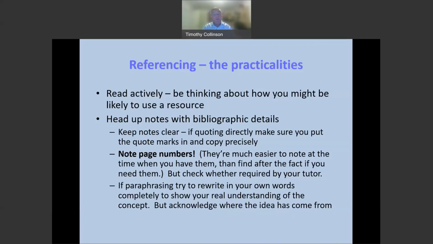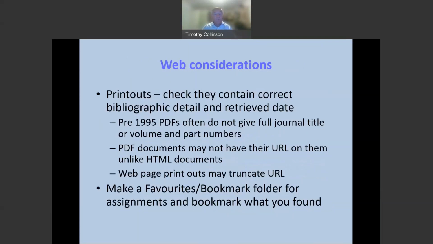And if you are paraphrasing, try to rewrite in your own words to show your real understanding of the concept, but do acknowledge where the idea has come from. Of course, you might also want to consider if you're looking at things on the web and you're printing things out, check that they contain the correct bibliographic detail.